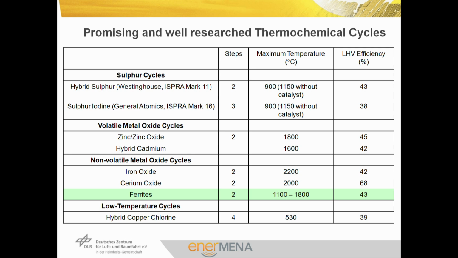And then there are low-temperature cycles like the hybrid copper-chlorine cycle, also especially designed for nuclear power, where you have more steps, which lowers the efficiency a little bit, and you have very complicated intermediates to be treated. In principle, we believe that the sulfur and the non-volatile metal oxide cycles have the best chances to get into application. As I cannot explain all these technologies, I would like to tell you a little bit about the ferrites.